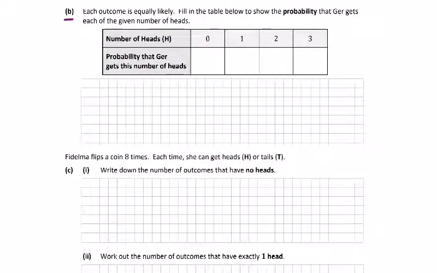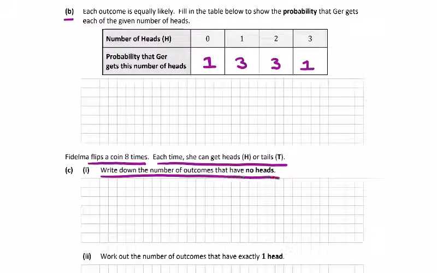And then part B, a nice easy question to follow, worth 5 marks. How many have no heads? 1. How many have 1 head? We saw it was 3. 3 had 2 and 1 had 3, giving 8 as the total. And then she flips a coin 8 times. Each time she can get heads or tails. Write down the number of outcomes that have no heads.